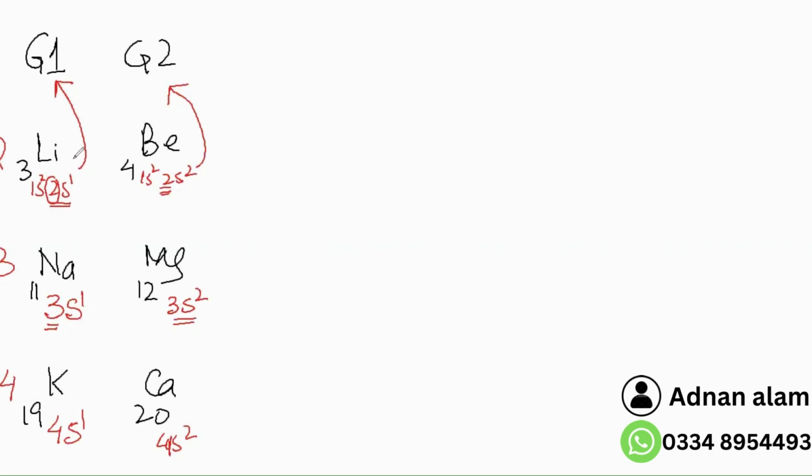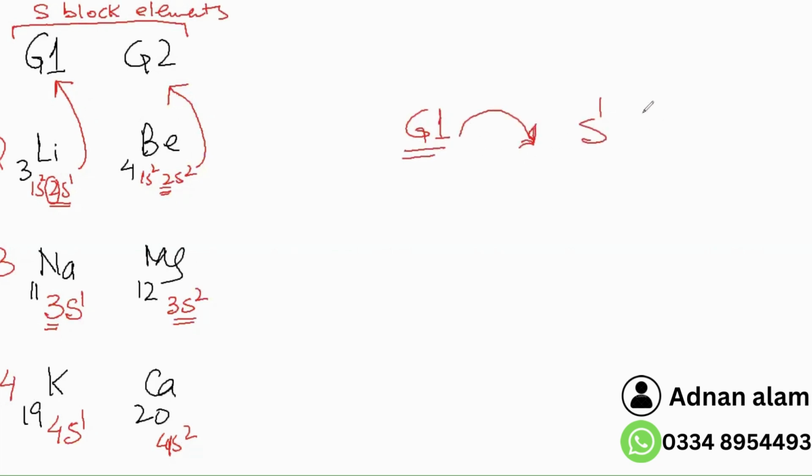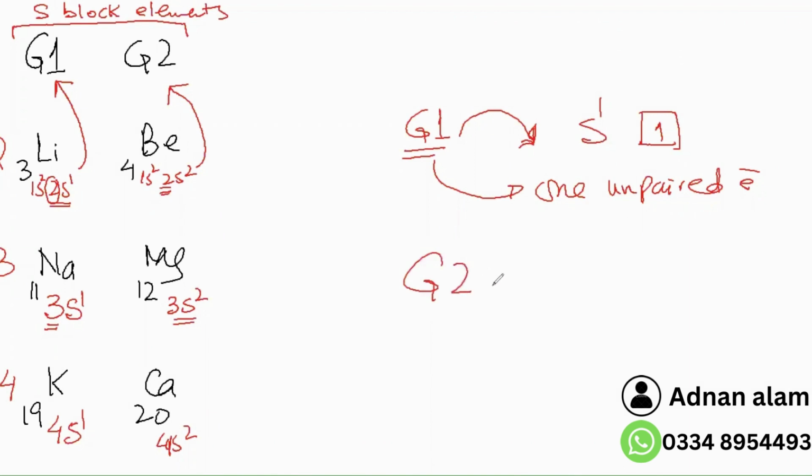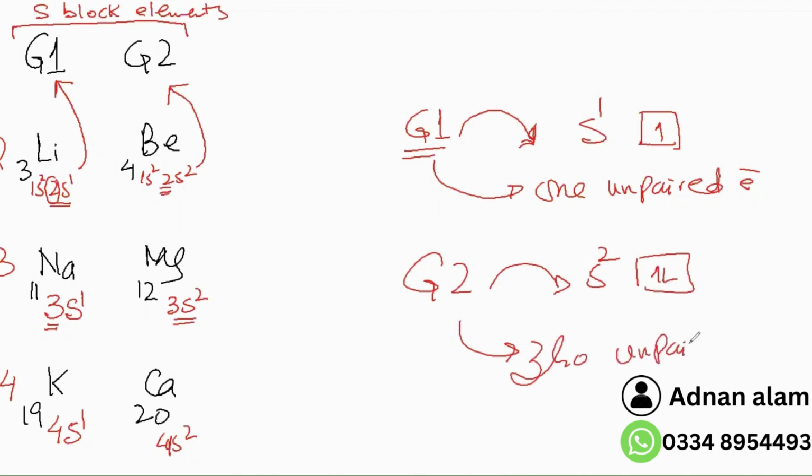So that is why the last electron is placed in the s subshell for both group 1 and group 2. So group 1 and group 2 make the s block elements. And remember one thing: all members of group 1 have s1 at the end, which means all members of group 1 have one unpaired electron. And for group 2, all members have the general configuration of s2, which means that all members of group 2 have 0 unpaired electrons.